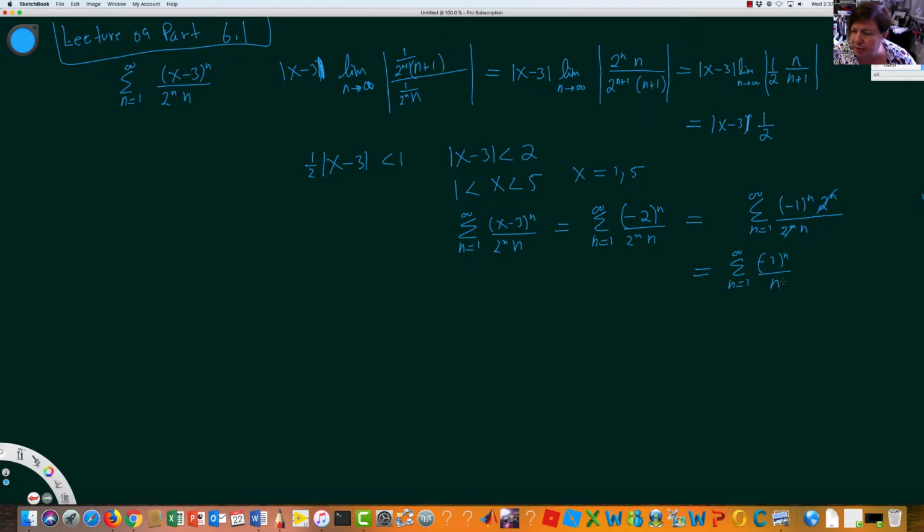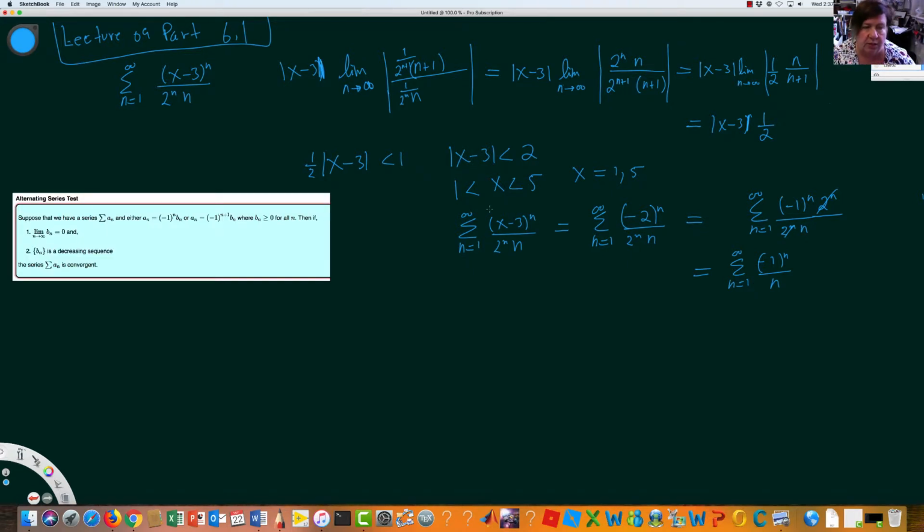Now there's a special test for convergence for alternating series. So let's bring that up. If you look over here, there's something called the alternating series test. If we have a series where a_n is (-1)^n b_n, so in our case, what do we have? This is (-1)^n, yes. This 1 over n must be the b_n, right? 1 over n is the b_n, and b_n is greater than or equal to 0 for all n, yes. Then we can test for convergence by doing these two little tests here.